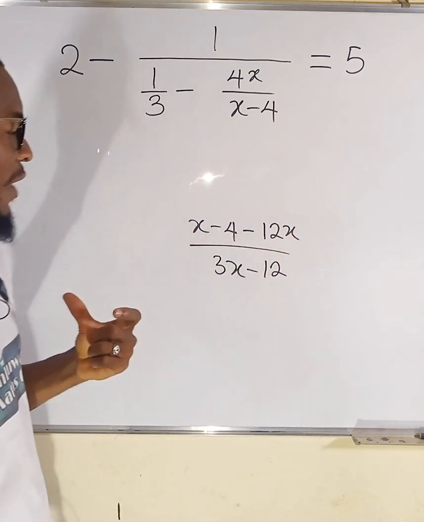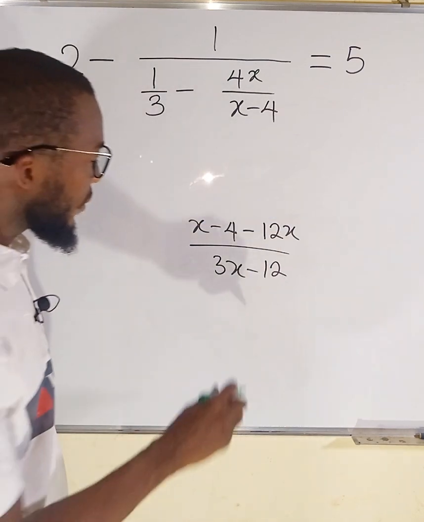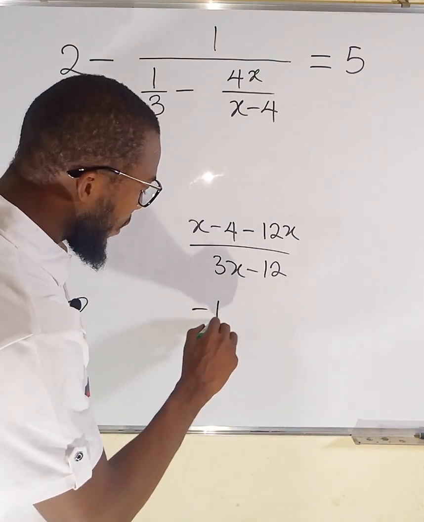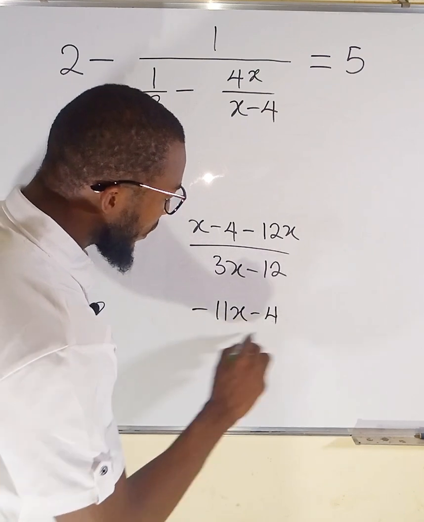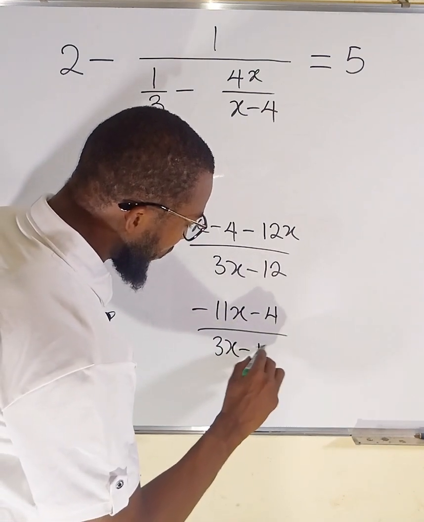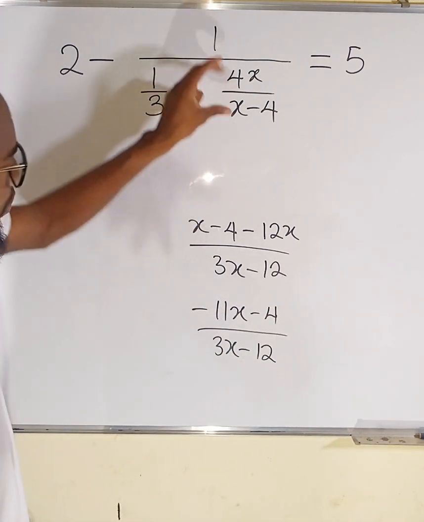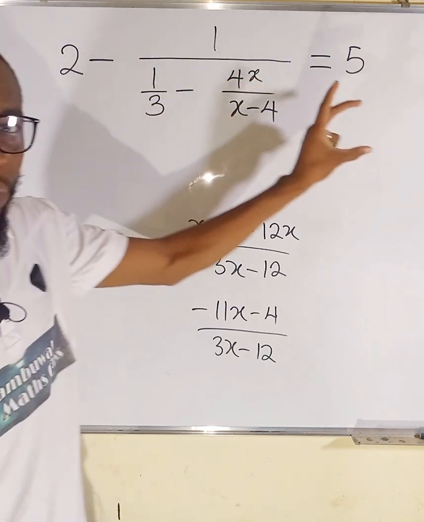And this can be further simplified because we have x minus 12x. That will give us negative 11x, then minus 4, divided by 3x minus 12. So this is what we have after simplifying the whole of these two fractions.